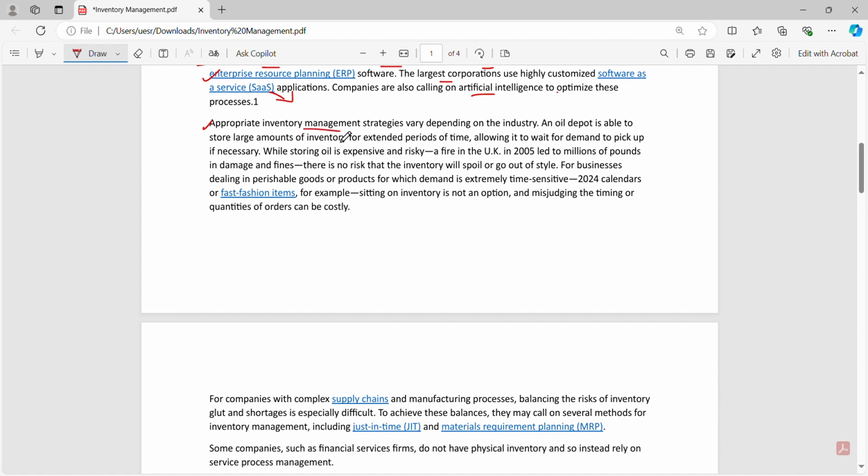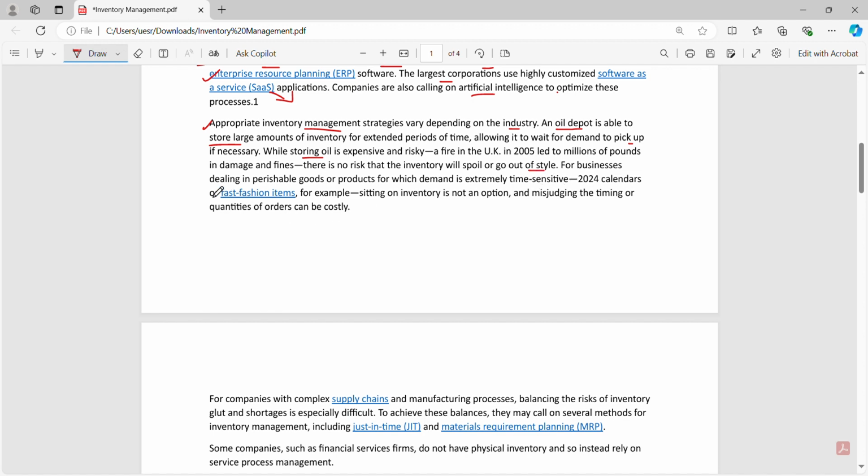Appropriate inventory management strategies vary depending on the industry. An oil depot is able to store large amounts of inventory for extended periods of time, allowing it to wait for demand to pick up if necessary. While storing oil is expensive and risky, a fire in the UK in 2005 led to millions of pounds in damage and fines. There is no risk that the inventory will spoil or go out of style.